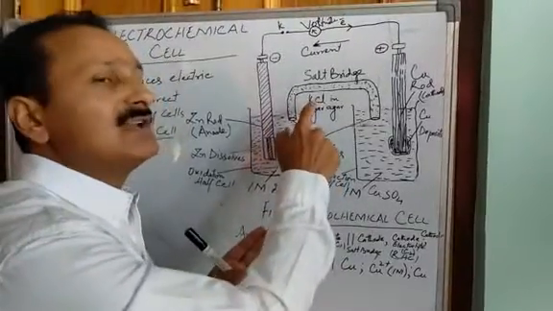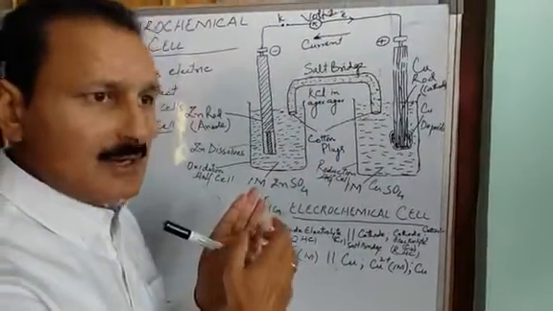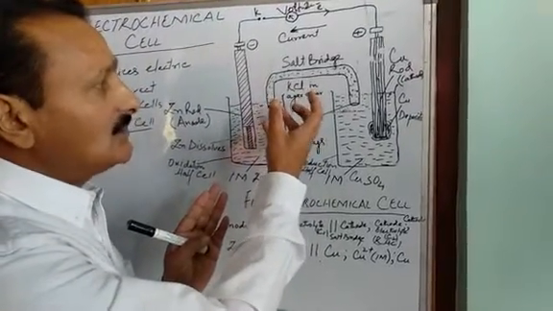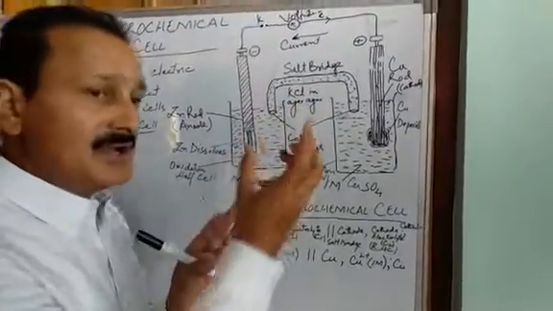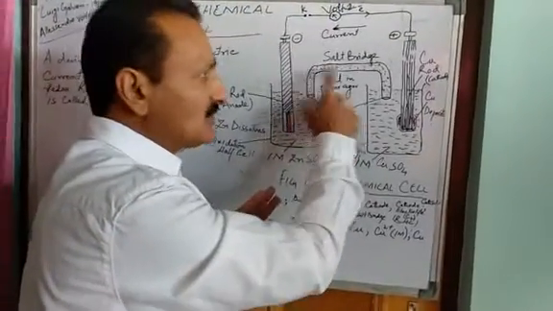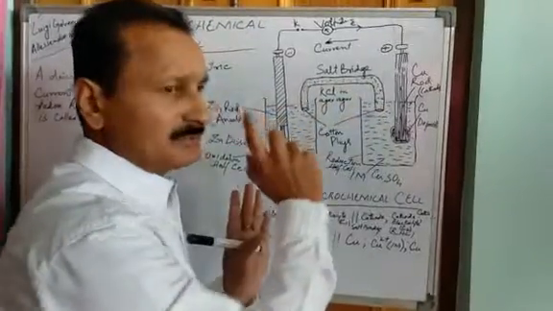Sometimes we can use silver nitrate also in place of potassium chloride. But here in this example, potassium chloride has been taken as a salt dissolved in agar-agar. It forms a thick paste. That thick paste is filled in this salt bridge.